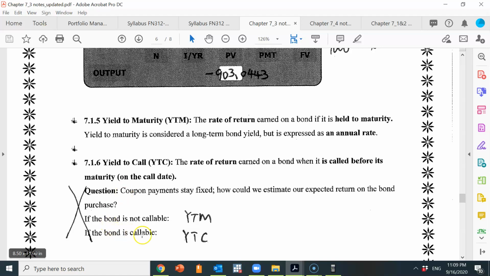Okay, if the bond is not callable, we know that the investors will hold the bond until the maturity date for sure. So our rate of return would be yield to maturity. But if there's a call provision and the market rates declined and the firm decided to call back the bond, then we will only hold the bond until the call date. So the rate of return is called yield to call.